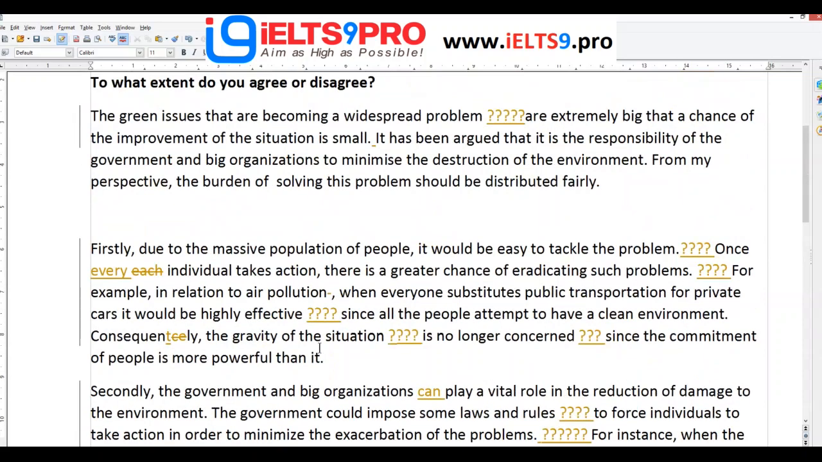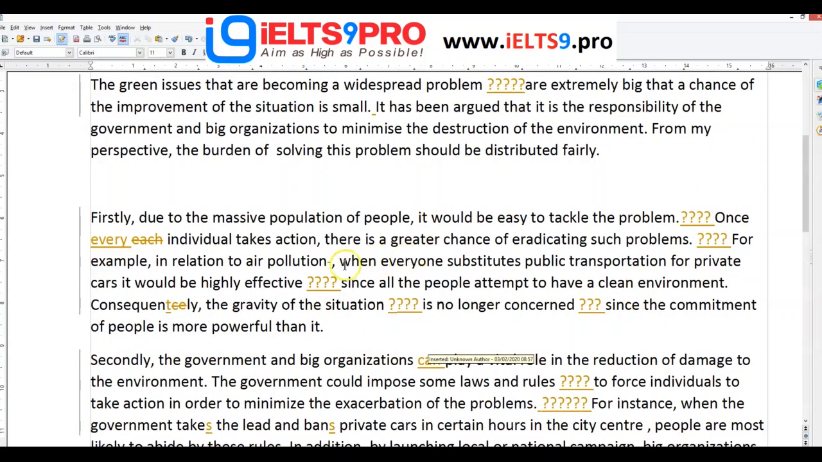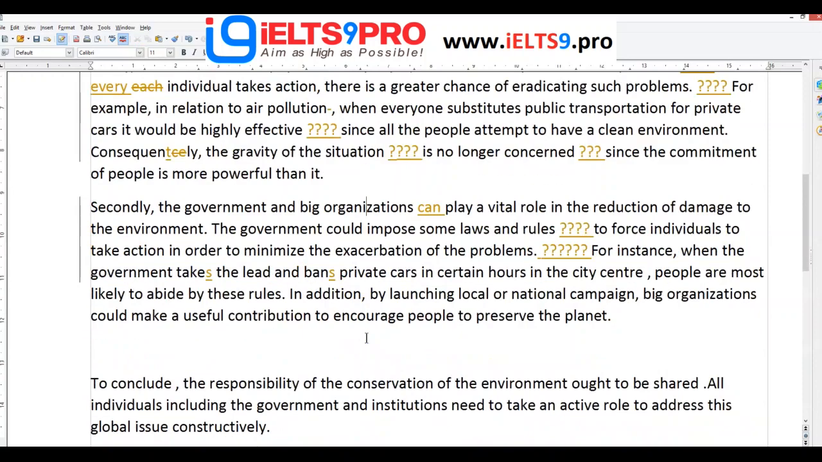But I thought you didn't say anything about rules in paragraph 2. You said when individuals take action. So now you're saying we have to force individuals to take action? People must have the decision to national campaign. Big organizations contribute to how? Campaigns for what? What campaigns? What contribution? What are you talking about?